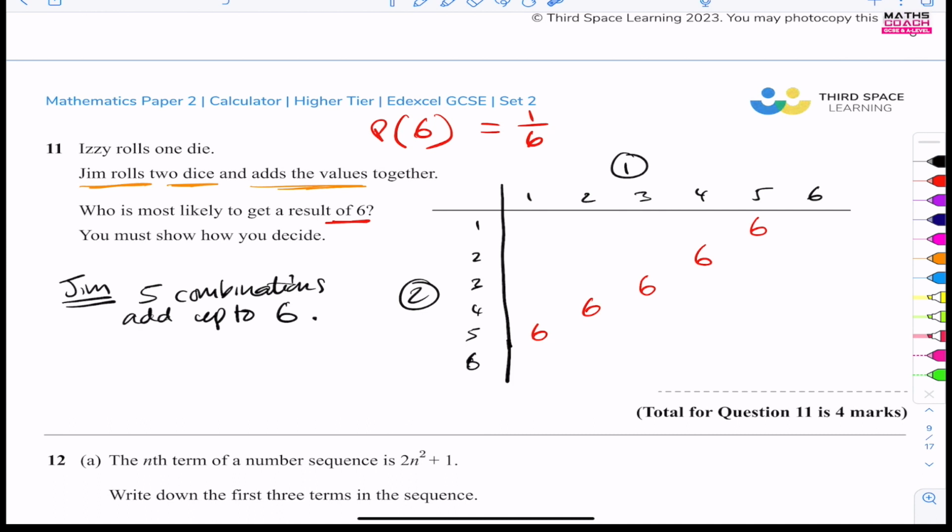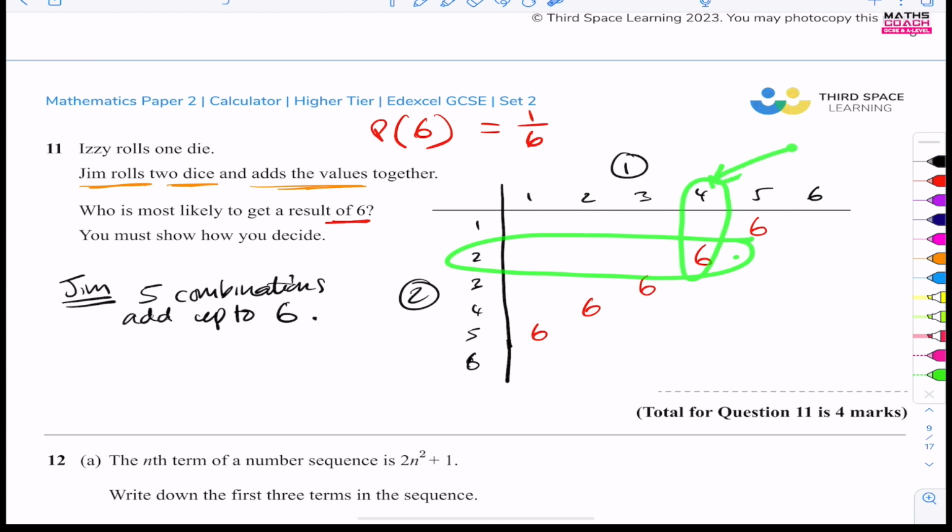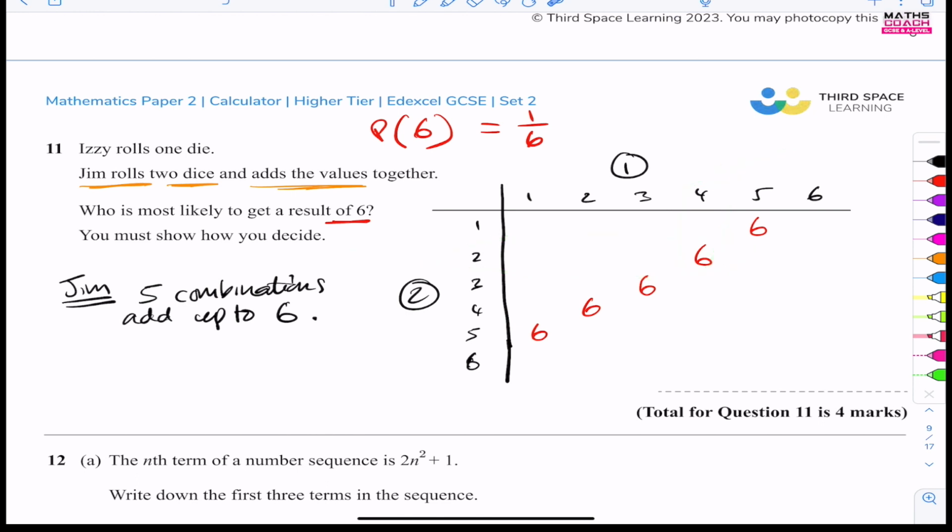So if we look at one of them, let's just look at this one right there. He has to get a 4 on the first dice and a 2 on the second dice. What is the probability of getting a 4? What is the probability of getting a 2? Because it's a fair dice, you can say that the probability of getting any number is 1 out of 6, and 'and' means times, and the probability of getting the 2 is also 1 out of 6. This will be true for all the combinations.